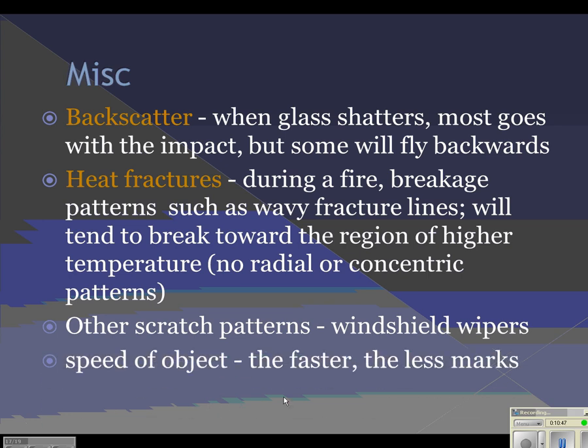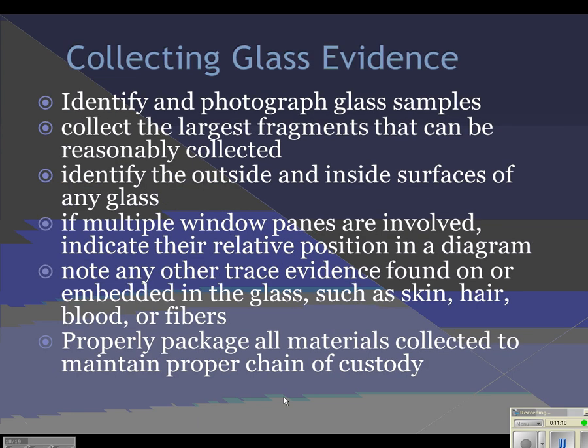And with the speed of an object, the faster the object is traveling, the fewer marks that are going to be present. So that bullet, as it moves, the entry hole is smaller than the exit hole because it's moving faster as it hits the glass. But once it hits the glass, it slows down, so it has more marks on the outside. Or if a rock hit the window, it's traveling at a slower velocity, you're going to have a very irregular breakage pattern. When we collect glass evidence, we're going to first identify and photograph the samples.